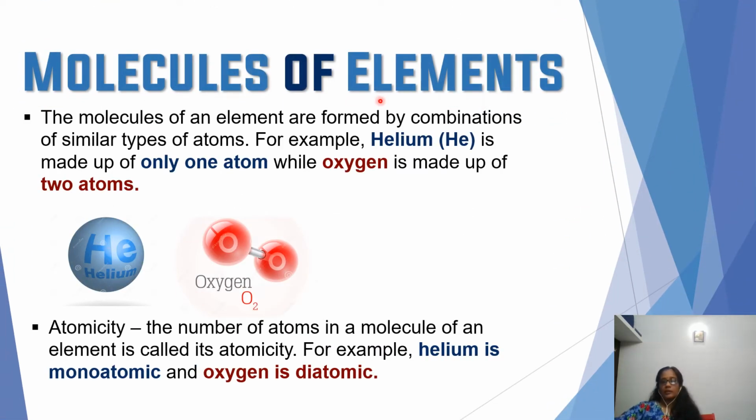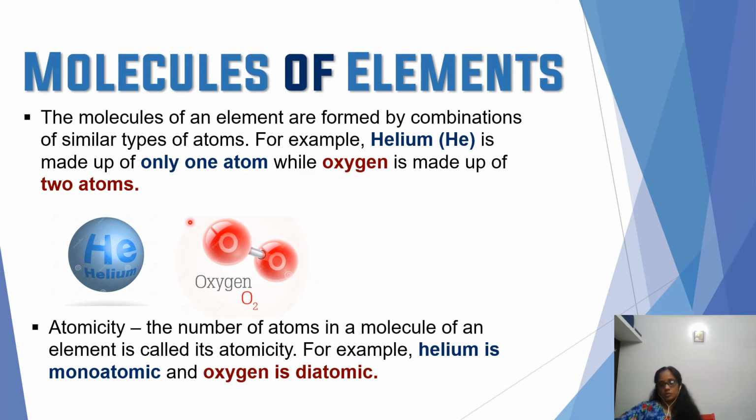Next, molecules of elements. Now we take some examples. The molecules of an element are formed by combinations of similar types of atoms. For example, helium is made up of only one atom, while oxygen is made up of two atoms. Here you can see this is the helium atom. We already said that the majority of atoms have no existence, but some atoms have existence. Helium is one example. A helium atom has existence, and only one atom is needed. Helium is made up of only one atom.